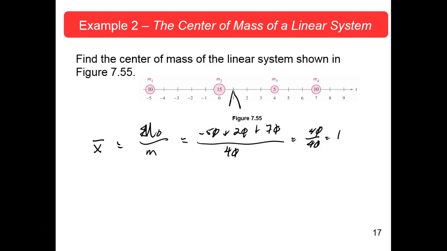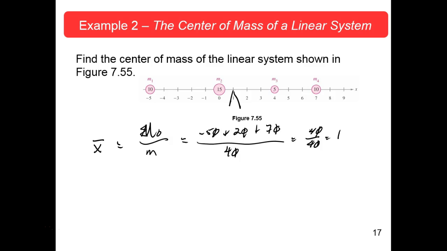6 times 10 is, this is minus 6, so minus 60, that's 1 away, so minus 15, that's minus 75, right? Okay, how about this one? How far is that away? 3 times 5 is 15.